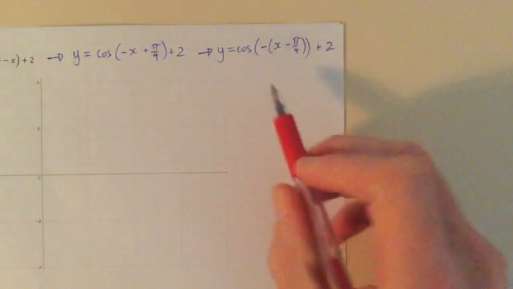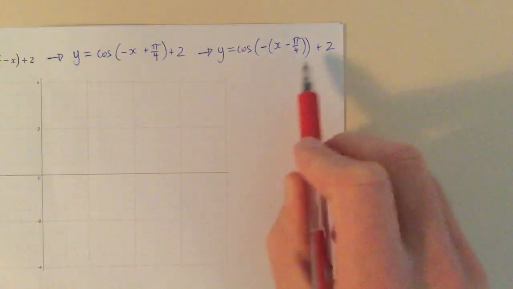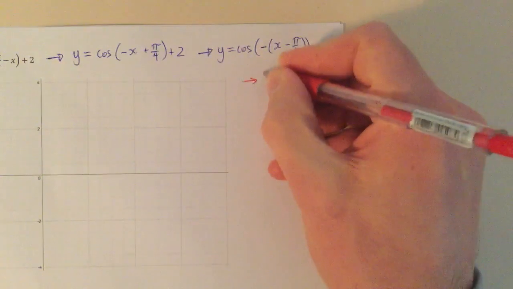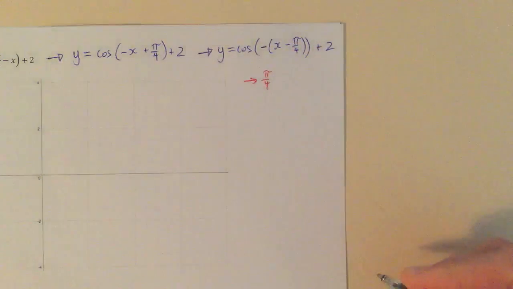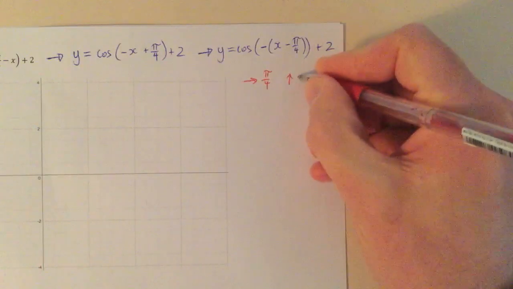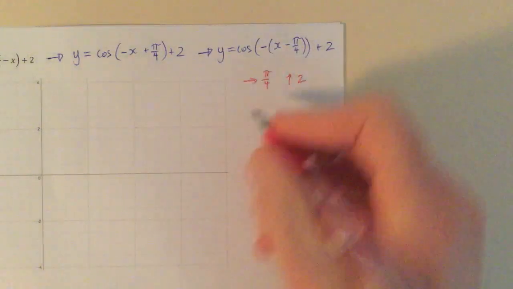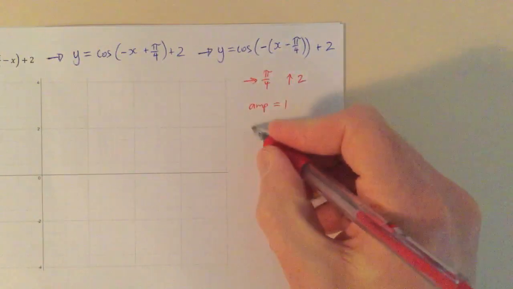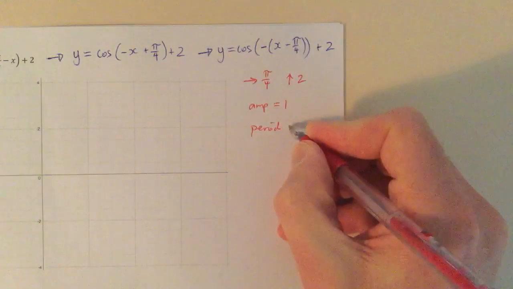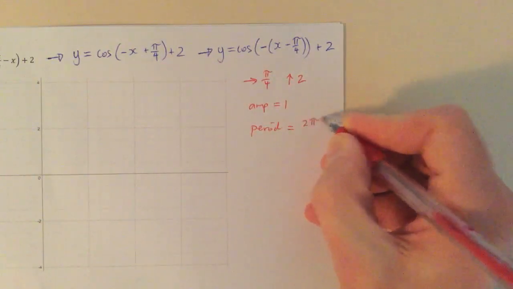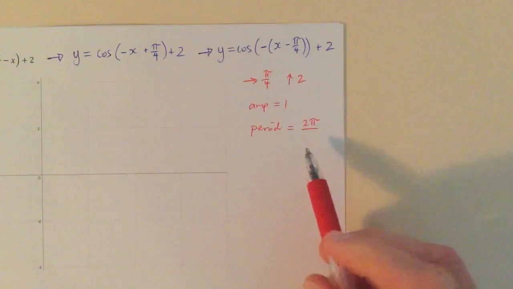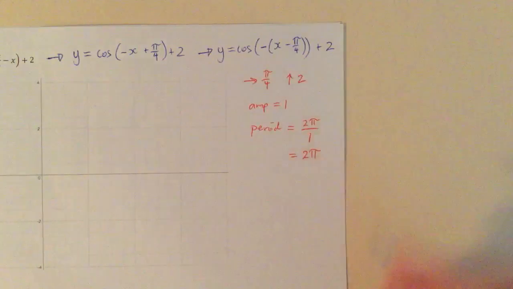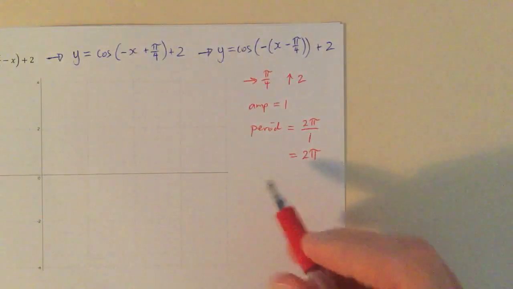Right, as we've been doing in the previous examples, before we start sketching, let's just take some quick mental notes here. So we said we've got pi on 4 units to the right shift. We've also got a shift of 2 units up. We've got a graph that has an amplitude of 1 because it's 1 times cos x, and we've got a period of 2 pi over n, and the n value in this question is 1 as well, so the period is 2 pi.